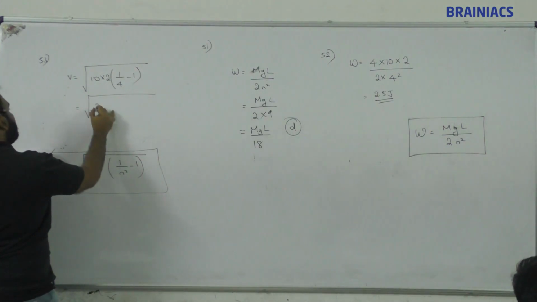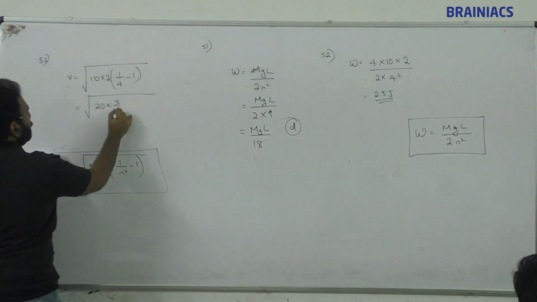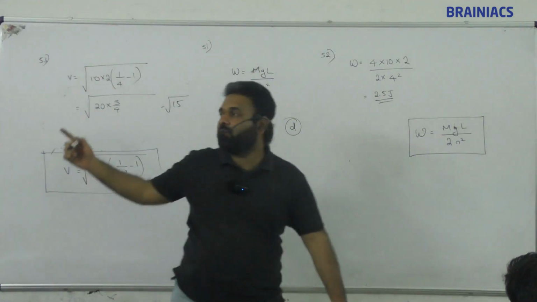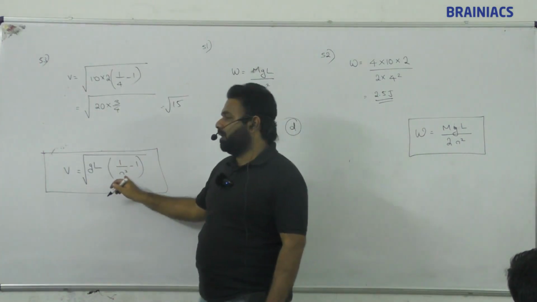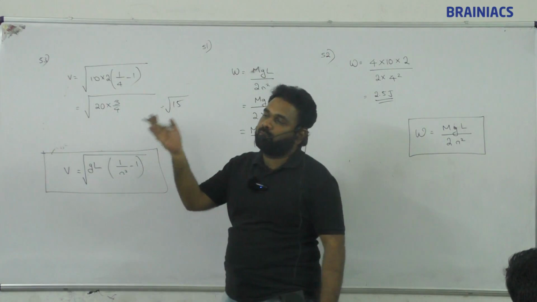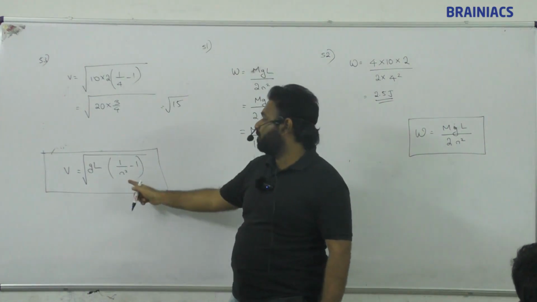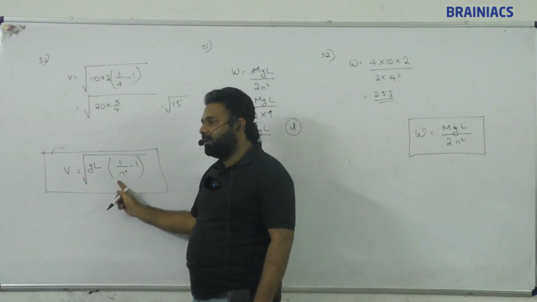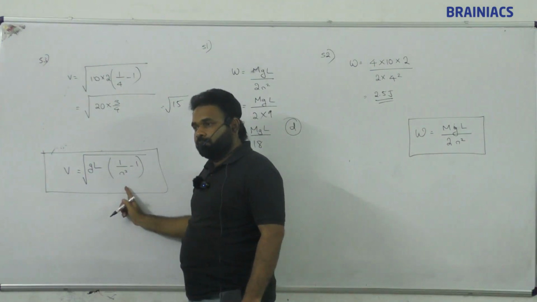Okay, right. This is going to be 20 into 3/4. We will be getting root 15, right? Root 15. Please ignore this minus sign here. If you want, you can. I have taken the difference as smaller minus bigger. That is why the formula came like this. If I do greater minus less, I will be getting 1 minus 1 by n square.